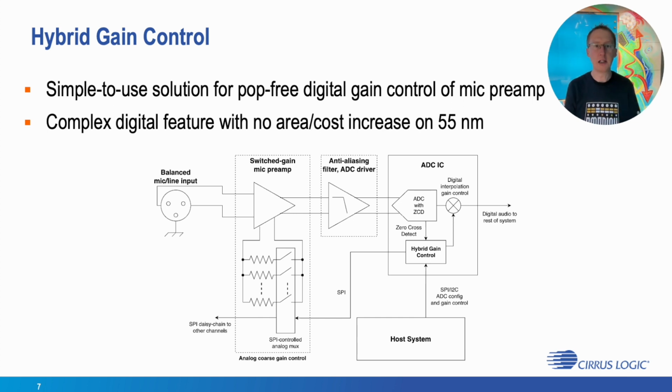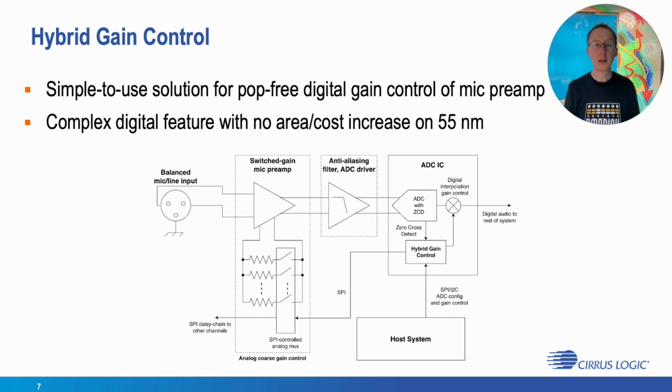We've integrated into the ADC an analog zero-cross detector in the ADC front end itself to synchronize analog gain changes. We have a SPI controller that is daisy chain compatible in the ADC chip to directly control the gain of the external mic preamp. We've got a digital interpolation gain after the ADC, and then we've got a controller to synchronize all these components together.